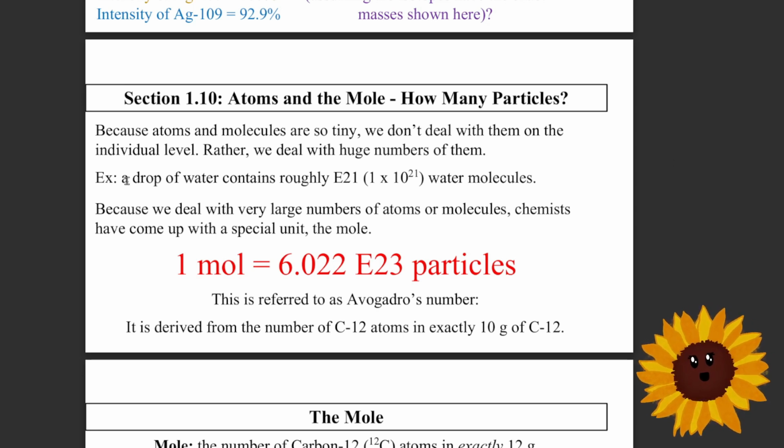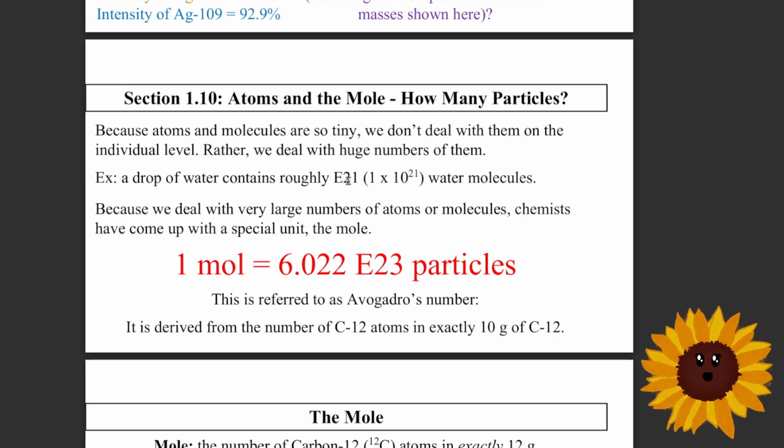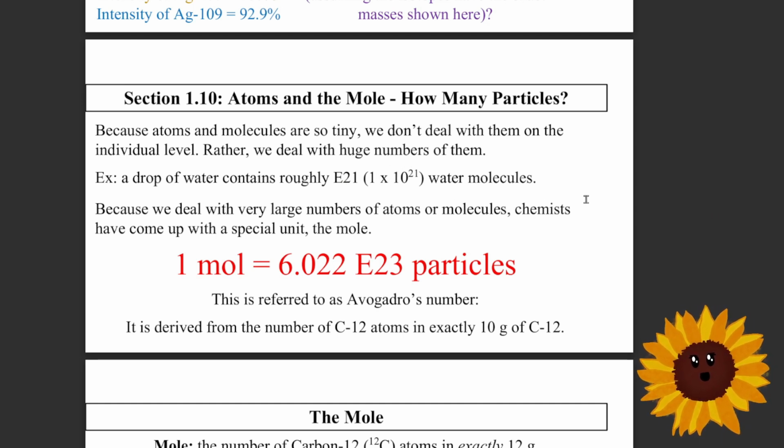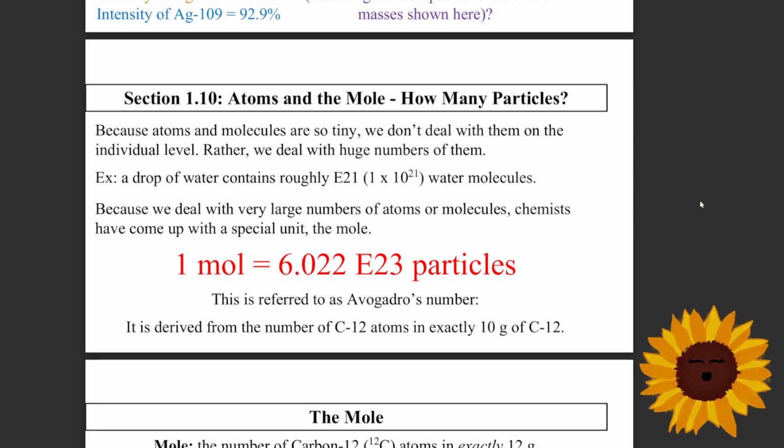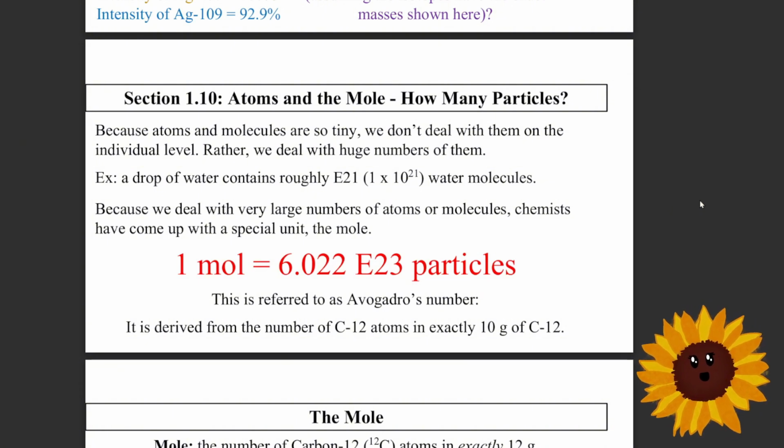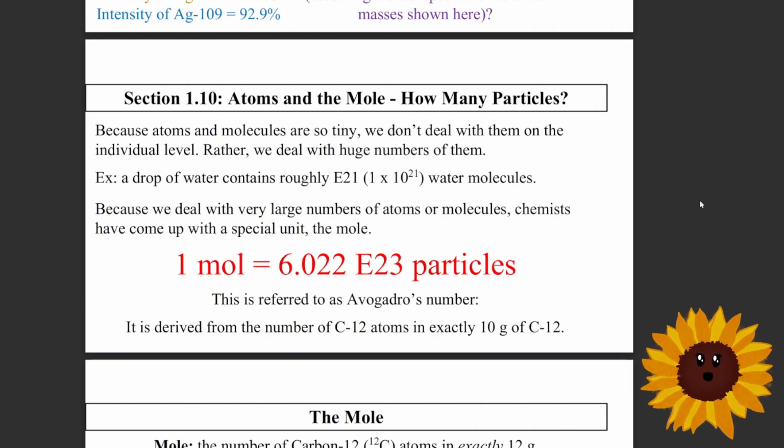Like for example, a drop of water contains roughly E21, or 1 times 10 to the 21, water molecules. Because we deal with very large numbers of atoms or molecules, chemists have come up with a special unit, because again, we are lazy, and we've come up with the mole. So yeah, I know you've heard this before in the previous lectures.